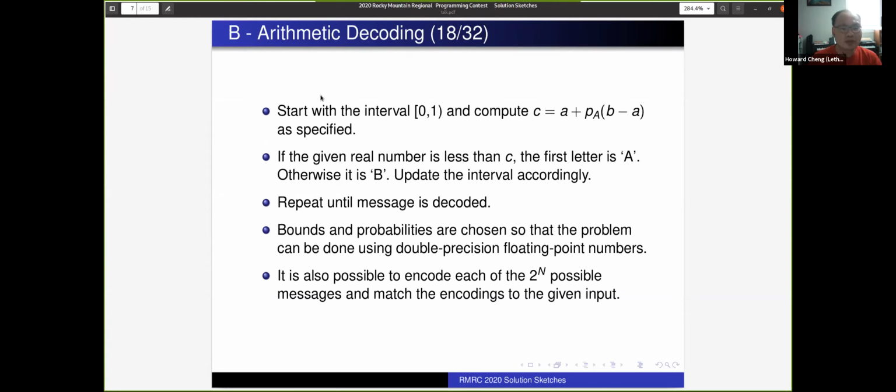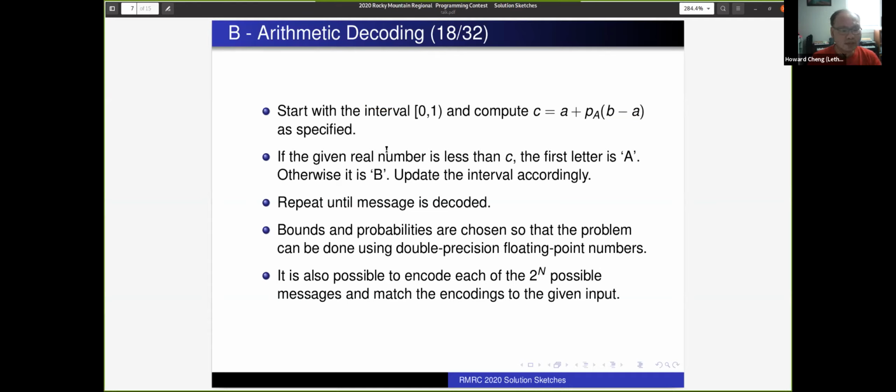So what you can do is follow along. You start with the interval that they gave you, 0 to 1, and use the formula to figure out how you cut the interval. This can all be done easily. If the number that they give you is less than C, then the first letter is A, otherwise it's B, and then you update the interval exactly as described in the problem statement. When you're at the end, after you've decoded n symbols, that's exactly the message, and you're done.